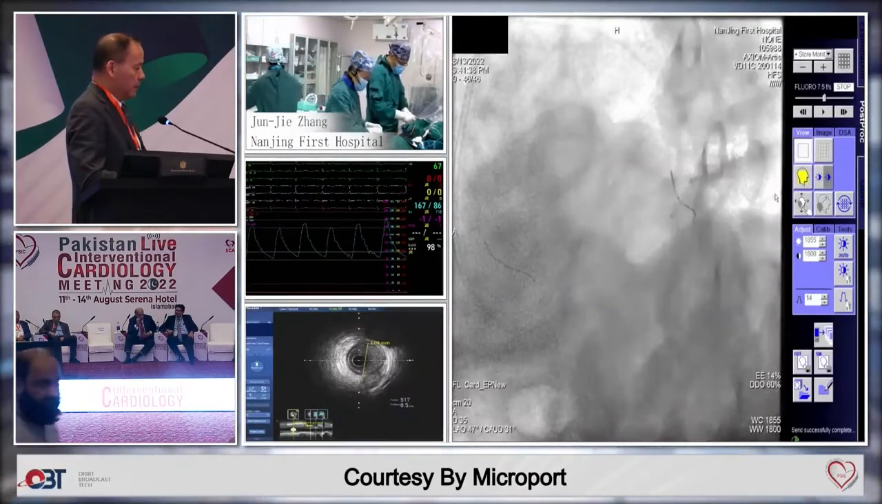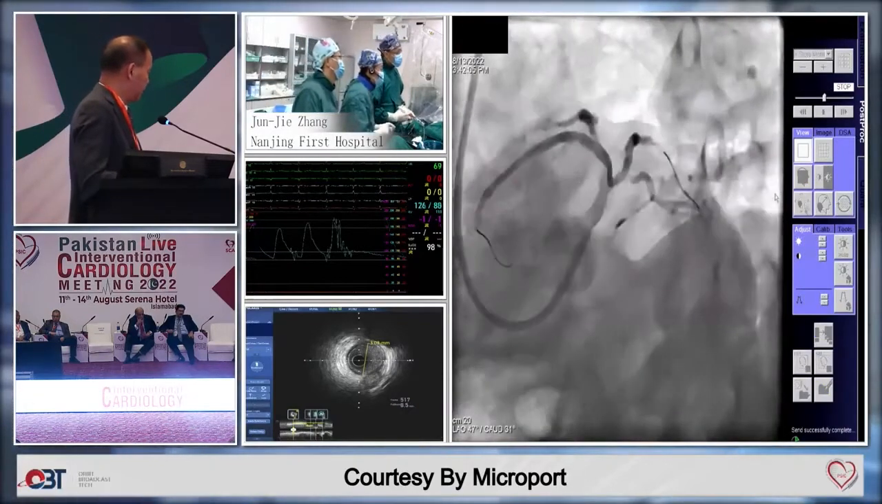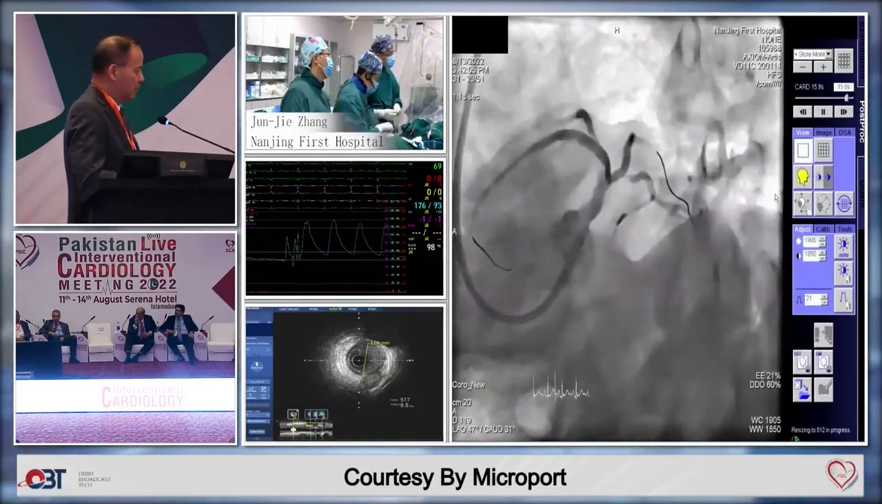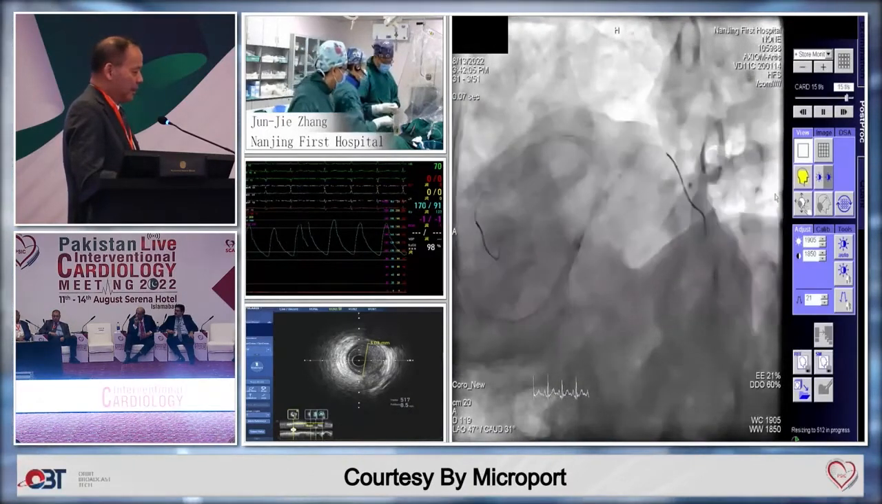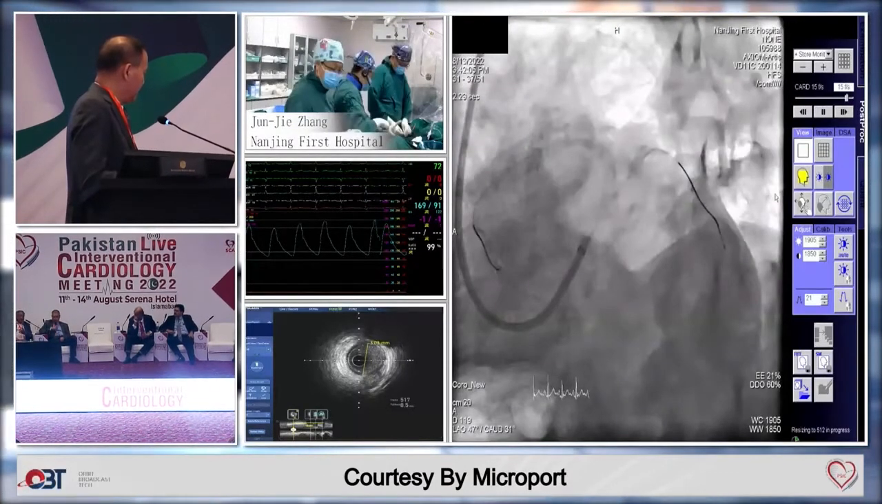So even DK crush has multiple steps, but I think each step is very easy for interventional cardiologists. Professor Lu is also an expert of DK crush. I know you have done many DK procedures. Any comments? No, I think I've learned a lot from you.